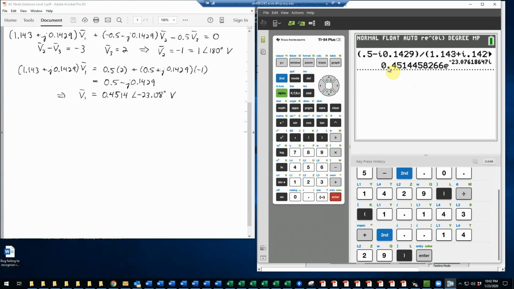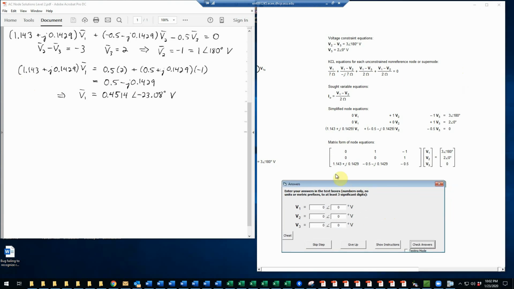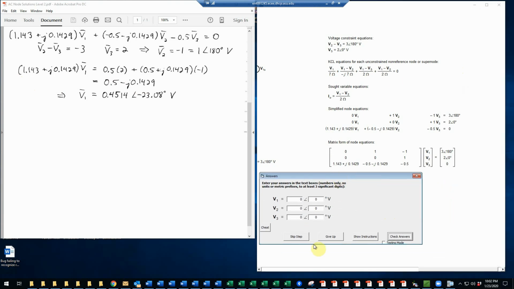And that gives us the value of 0.4514, angle -23.08 degrees, rounding to 4 digits. And I want to keep at least 4 digits here just for the sake of accuracy. And remember, this did come out in degrees because I'm in degree mode, but always pay attention to what mode you're in, because otherwise it would come out in radians if you're in the radian mode. Okay, so we have the value V1, and the other values we already know.